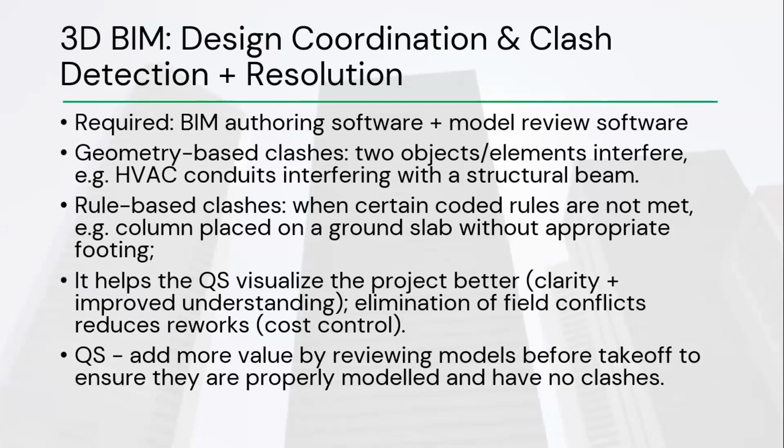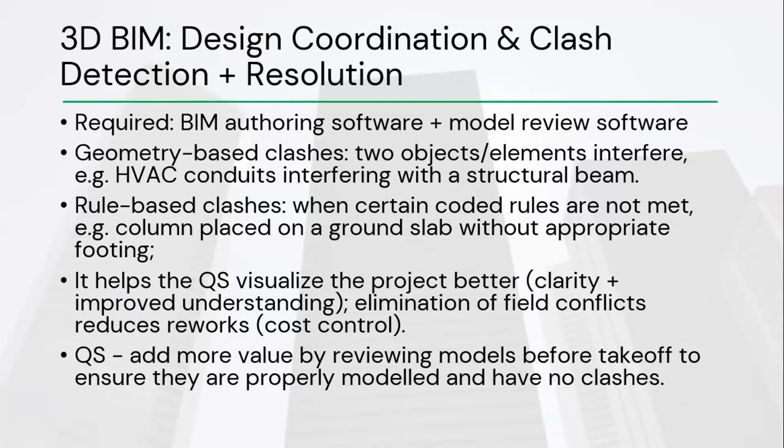Clash detection or clashes would occur in two ways. There are geometry-based clashes, and this is the case where two objects or elements are interfering, like heating, ventilation, and air conditioning elements interfering with a structural beam. We know very well that we should not interfere with the structural part of the building. So if there is such a clash, we need to look for an optimal way of rerouting or repositioning our HVAC conduits.